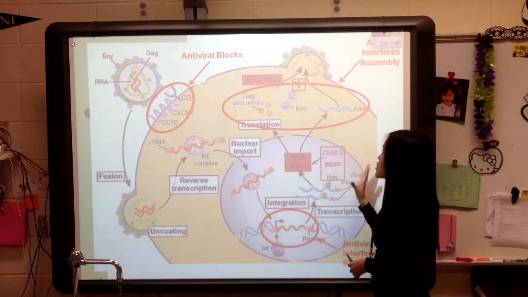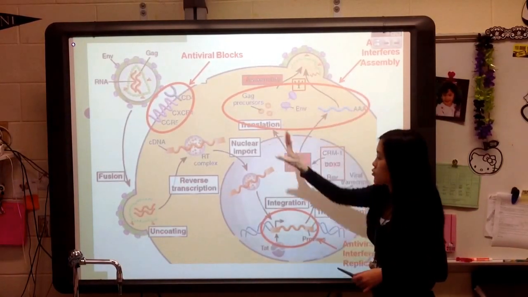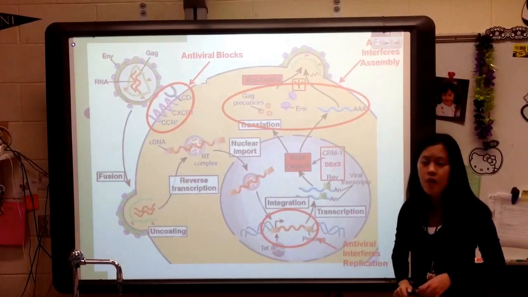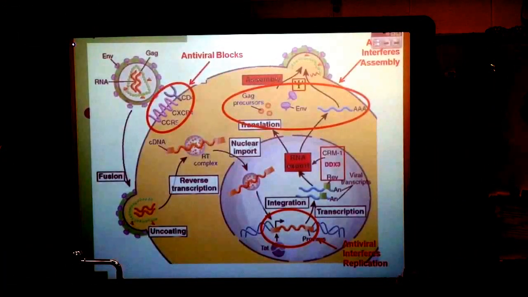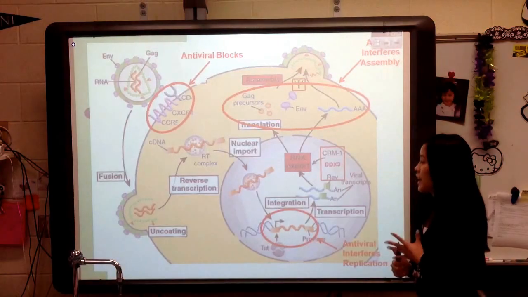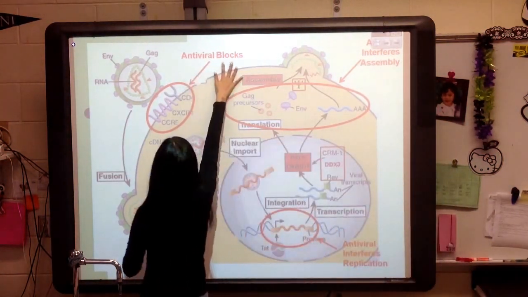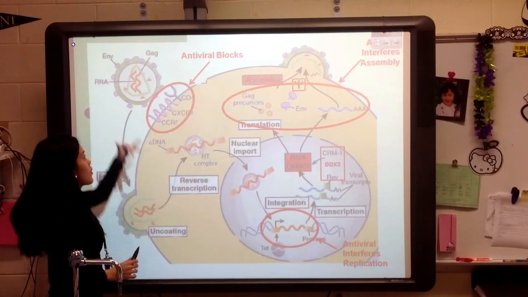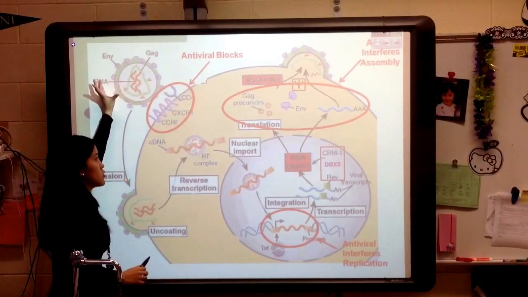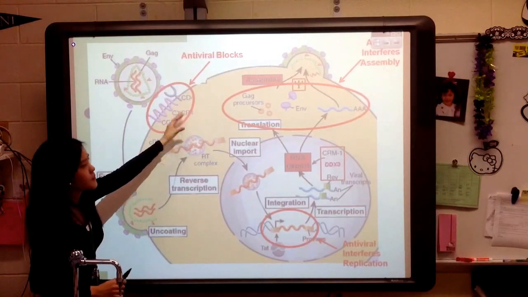This image right here is talking about different ways in which we can actually prevent a virus from infecting people. When we talk about medicines that help prevent viruses from attacking, there are 3 general different types. There's, first of all, what's known as an antiviral block. This is actually going to prevent the virus from being able to attach to the cell.